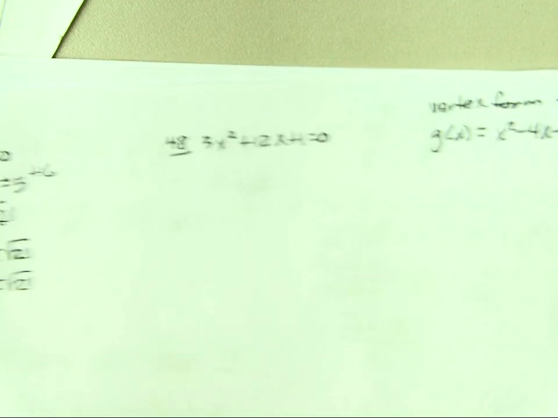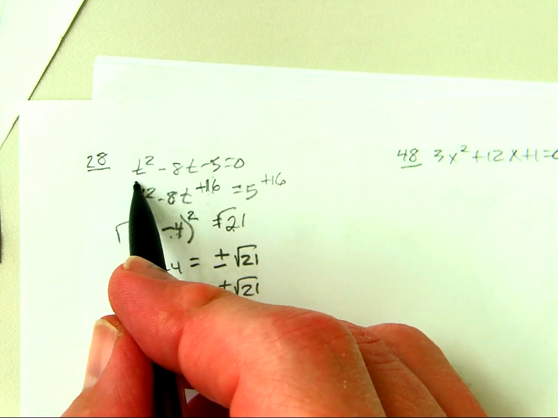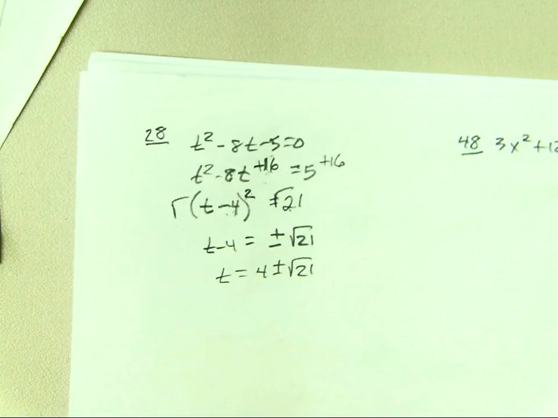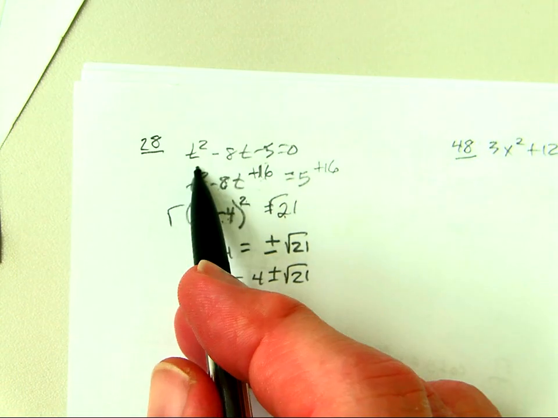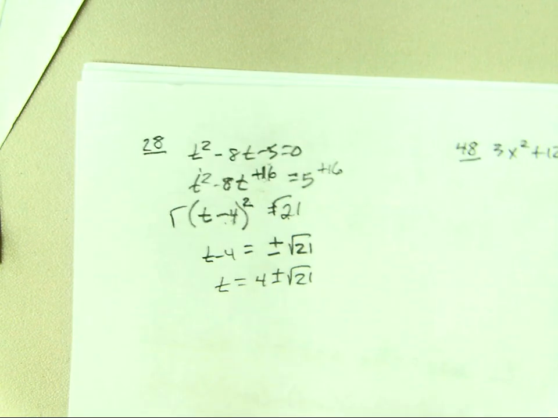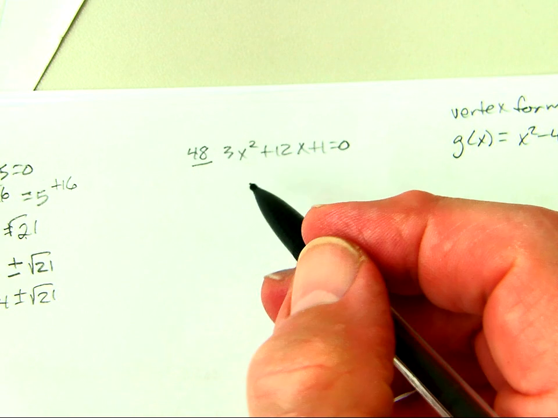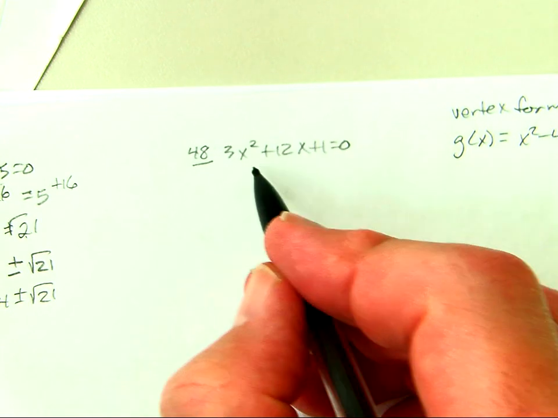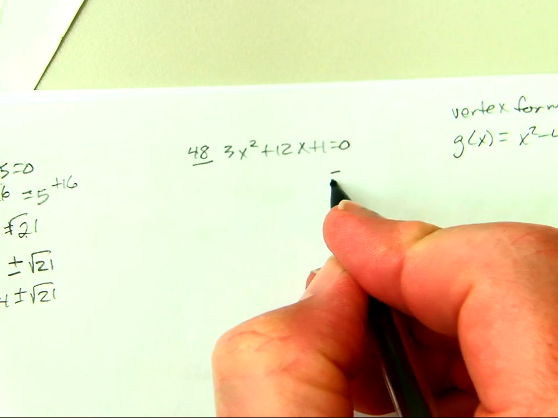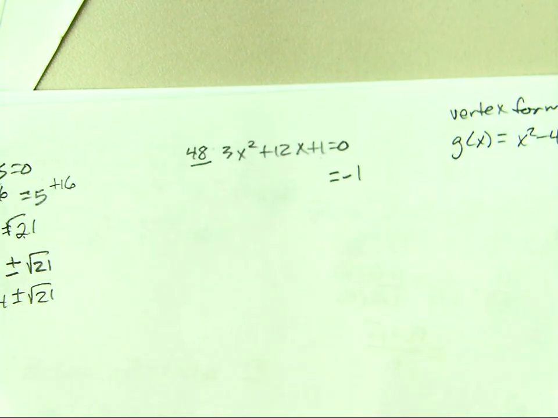All right, 48 is another completing the square. This one's a little different because here there was no number in front of the t. It's a lot easier when it's like that, when there's no coefficient of the t squared. Well, here there is one. So we have to do a couple of extra things. Now first, we're going to move the 1 to the other side just like we did before. Move the constant to the other side.